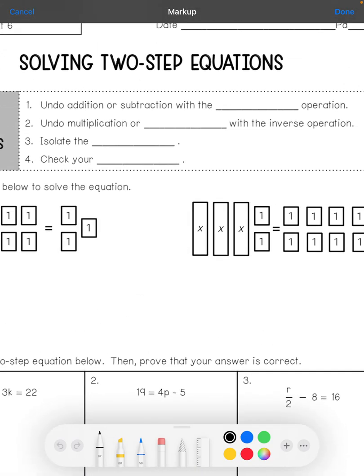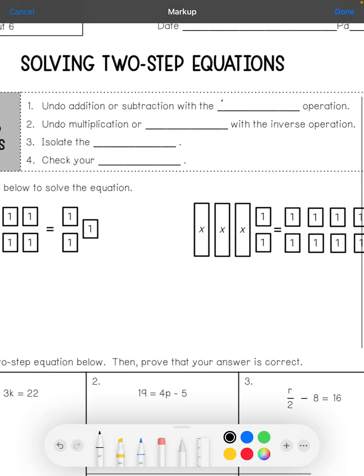Okay, so seventh graders, we are going to do more practice on solving two-step equations. So what does that look like? First, undo addition or subtraction with the inverse operation. Remember, the fancy term for opposite is inverse. The inverse operation, the opposite. So the first thing that you want to do is undo any addition or subtraction by doing the opposite.